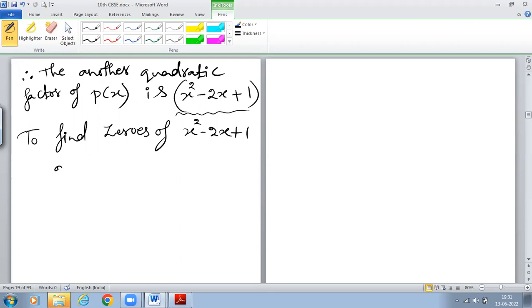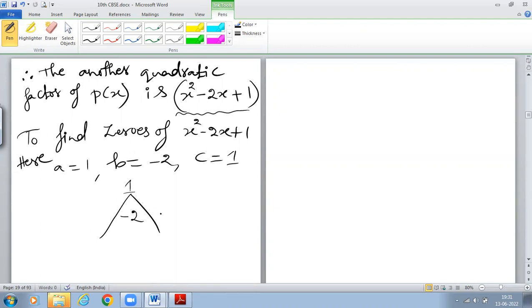Listen here. The value of a is 1 because the coefficient of x square is 1. The value of b is the coefficient of x, which is minus 2. And the value of c is also 1. Now we multiply a and c and write it over here. A is 1 and c is 1, so a into c is 1. Inside this I write the value of b, that is minus 2.